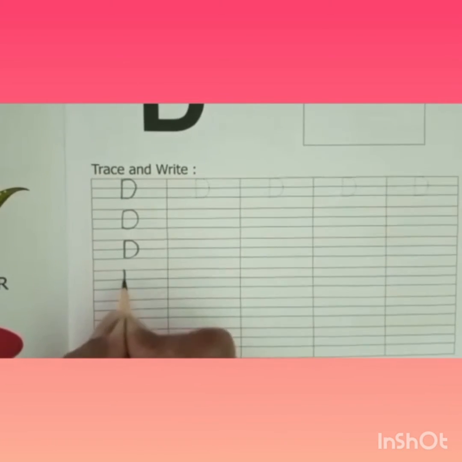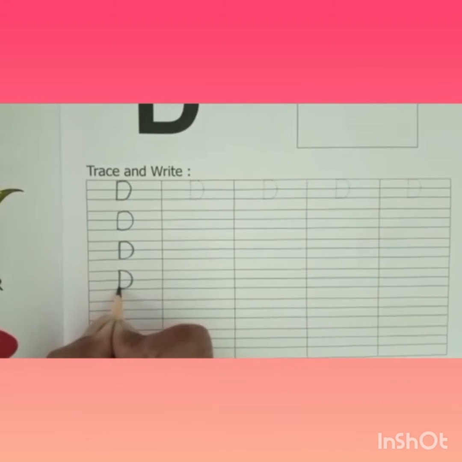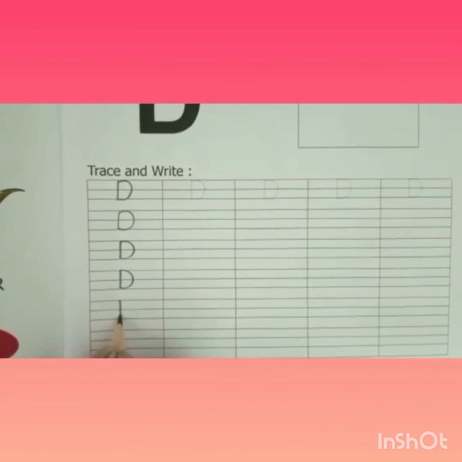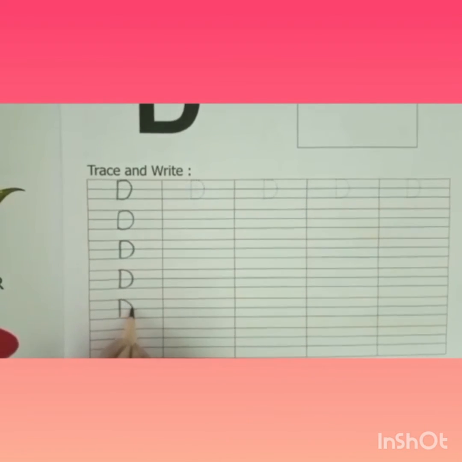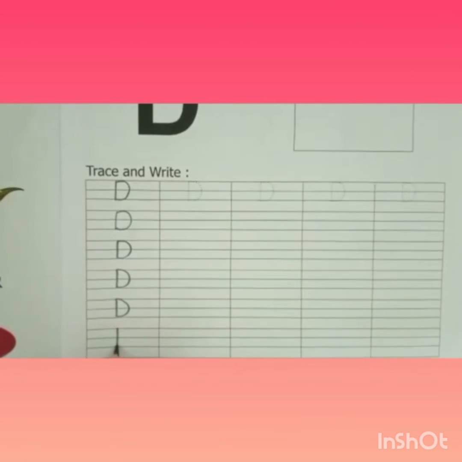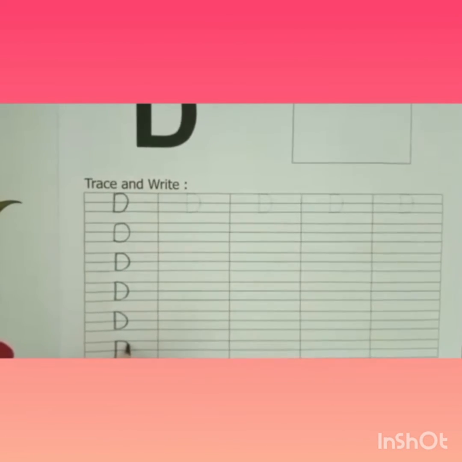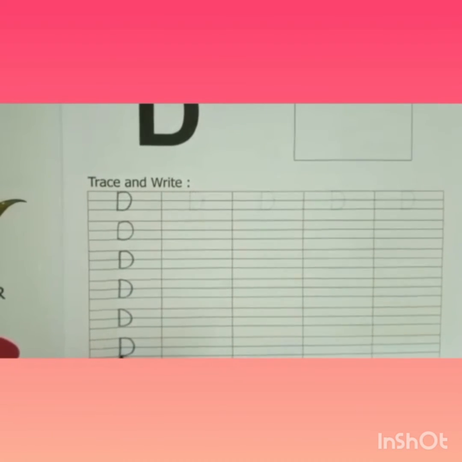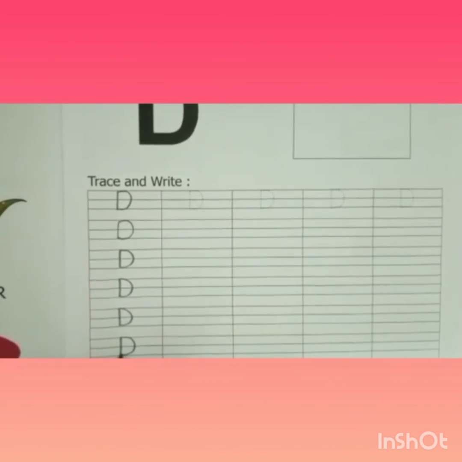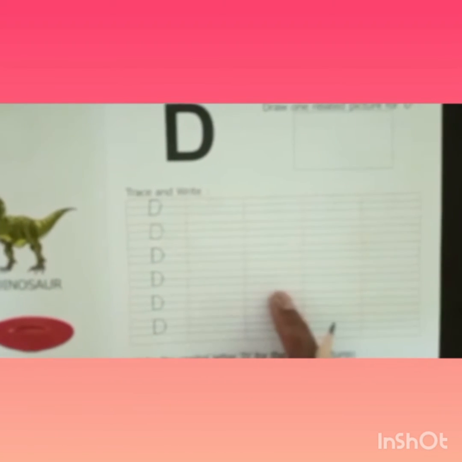Standing line, opposite C curve, capital letter D. One more time. Red line to second blue line, standing line. Red line to second blue line, opposite C curve, capital letter D. Like this way, you have to write capital letter D in these lines.